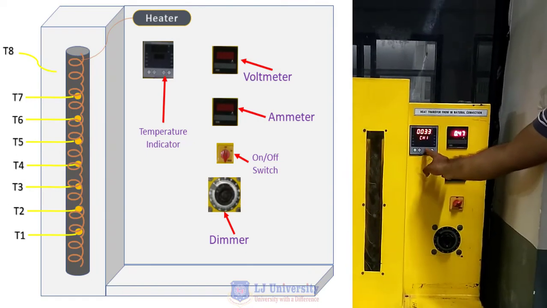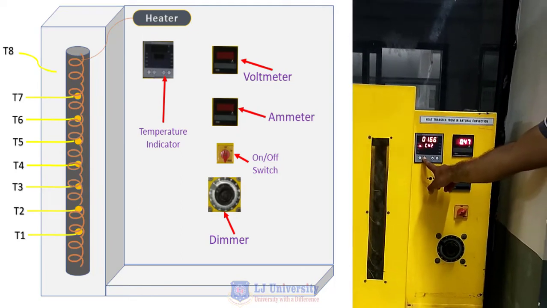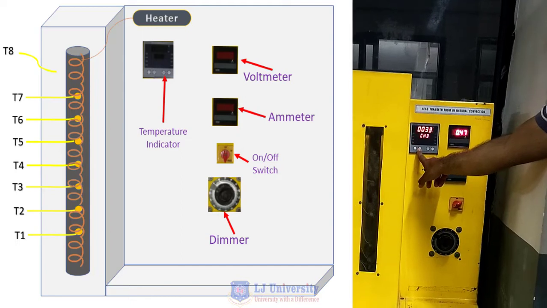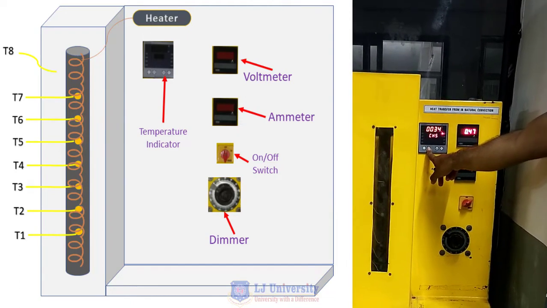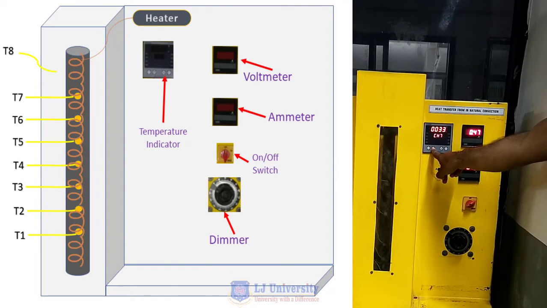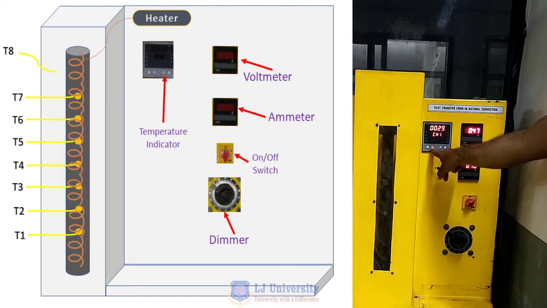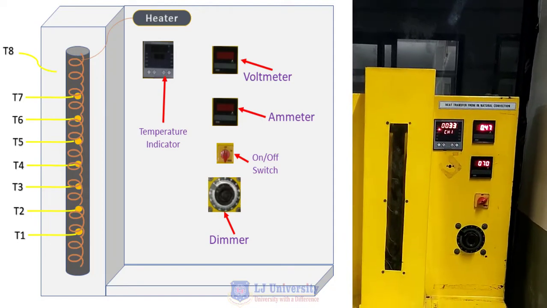This is our voltmeter, this is the ammeter, and this is the temperature indicator, which shows the temperature of all the 8 thermocouples. Channel 2, this is channel 3, this is channel 4, this is channel 5, channel 6, channel 7, and channel 8, which is the environment temperature. Right now all the temperatures are the same because it's the starting point.